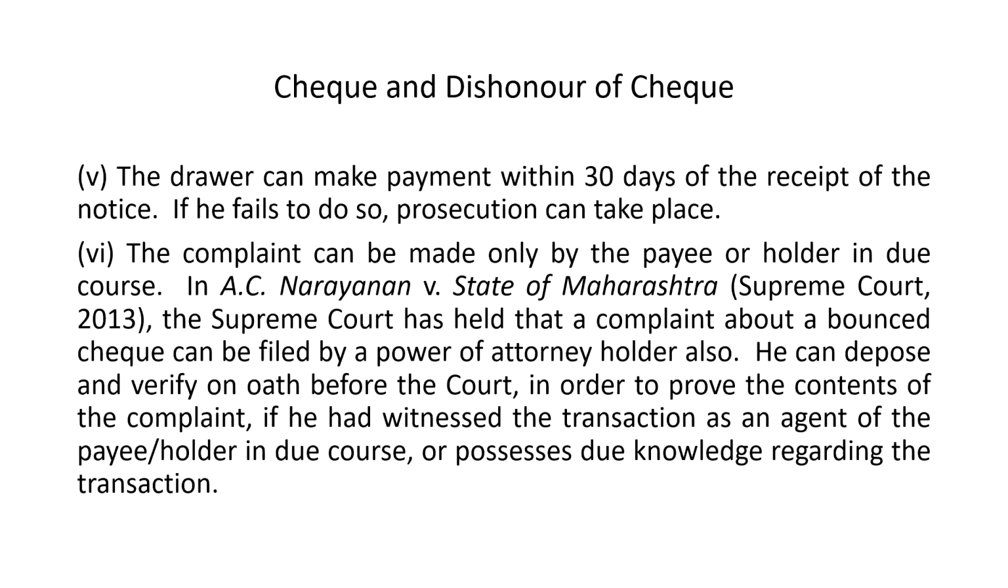Now he can start the prosecution, and the complaint can be made by him only, not by a third party. So, in A.C. Narayan vs. State of Maharashtra, the Supreme Court held that a complaint about a bounced check can be filed by a power of attorney holder also. He can depose or verify on oath before the court to prove the contents of the complaint if he had witnessed the transactions as an agent of the payee or holder in due course. So, if someone is authorized by power of attorney, the Supreme Court enabled such persons to have the right to sue or to make a complaint.